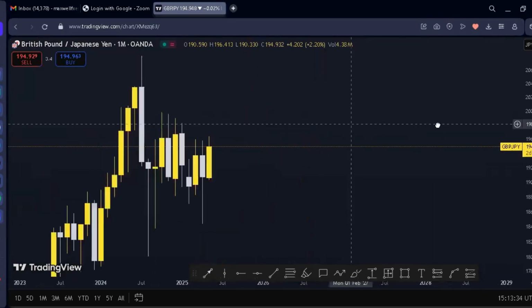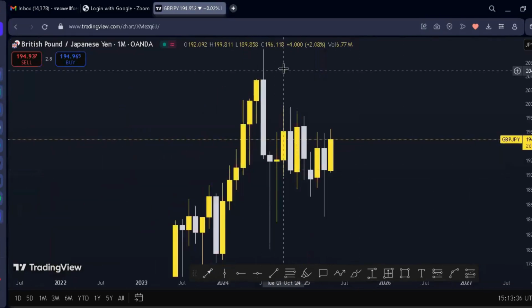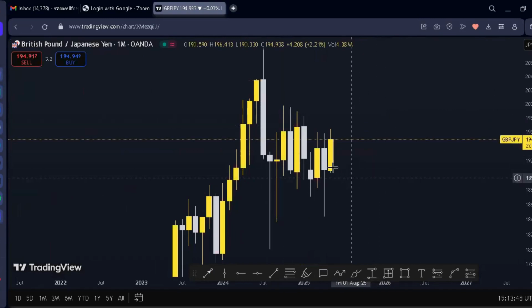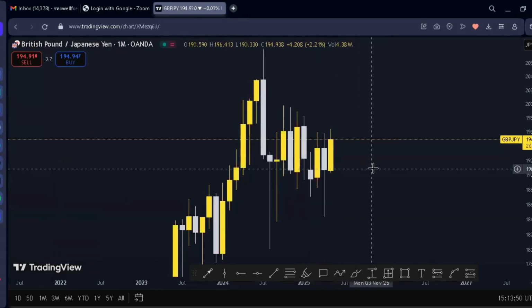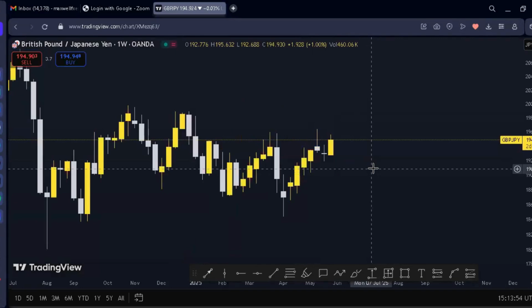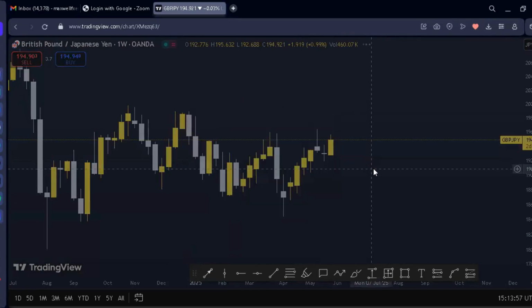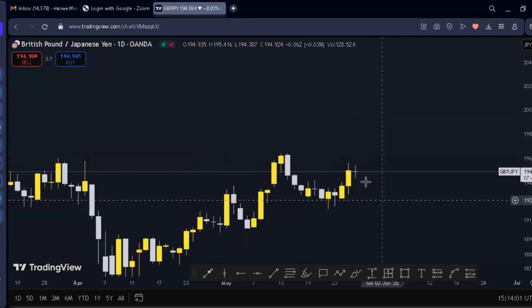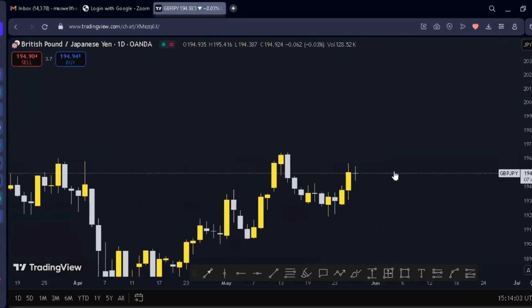So this is how I look at direction. I don't use trend lines. I don't use moving average crossovers. I just look at price. Who's in control between the buyers and the sellers? Looks like on a monthly time frame, the buyers are in control. On a weekly time frame, buyers are still in control. And on a daily time frame, it's a doji, but gray, which means sellers are in control currently.